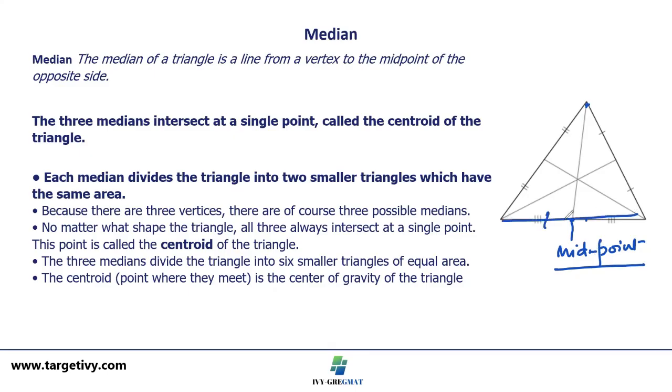So these two sides are equal. Similarly, a median from here makes these two sides equal. A median from here will make these two sides equal. As we can see in this diagram, the median has hit the midpoint from the vertex. So the three medians intersect at a point which is called the centroid. This is called the centroid.